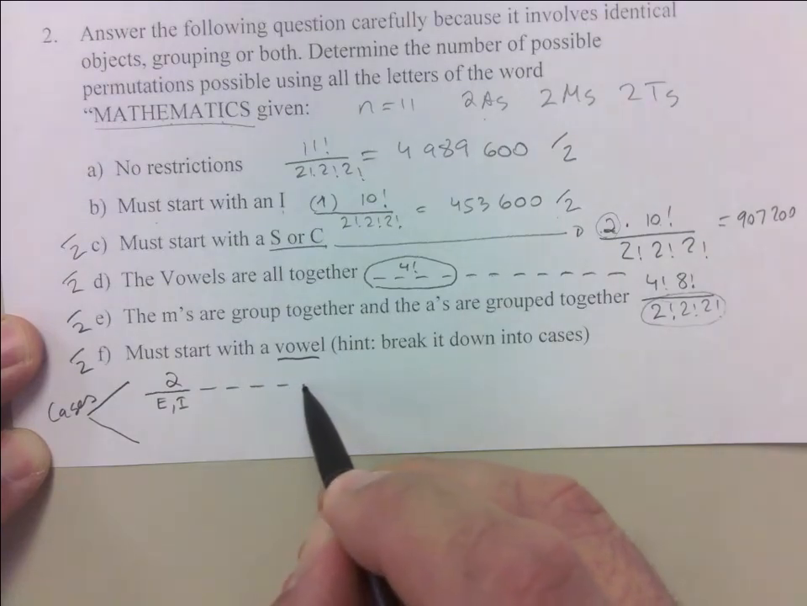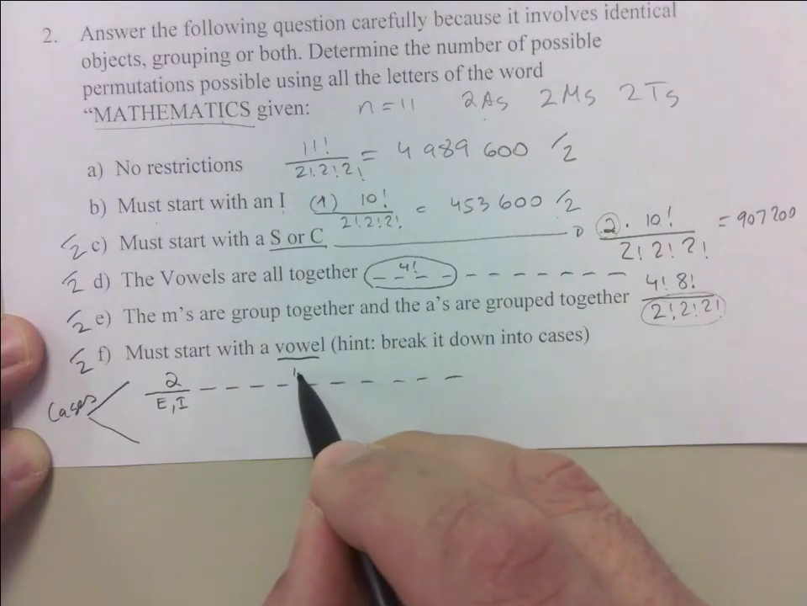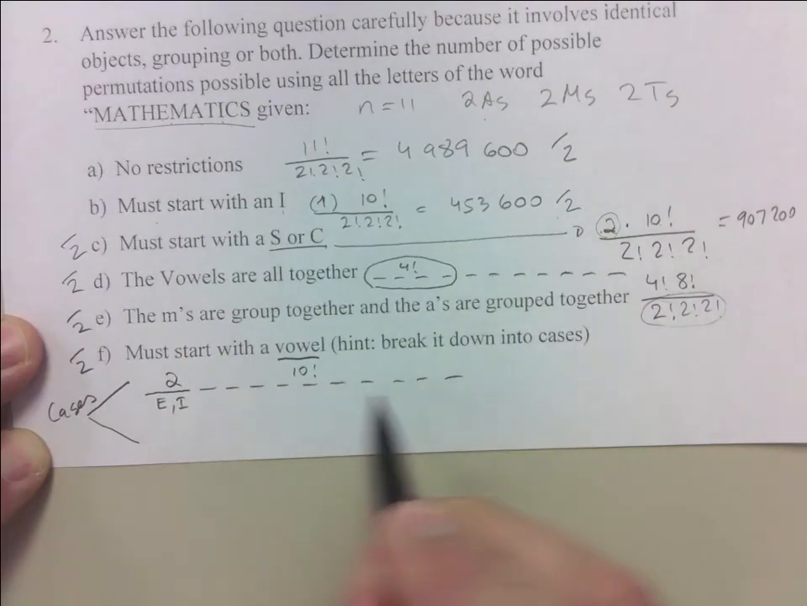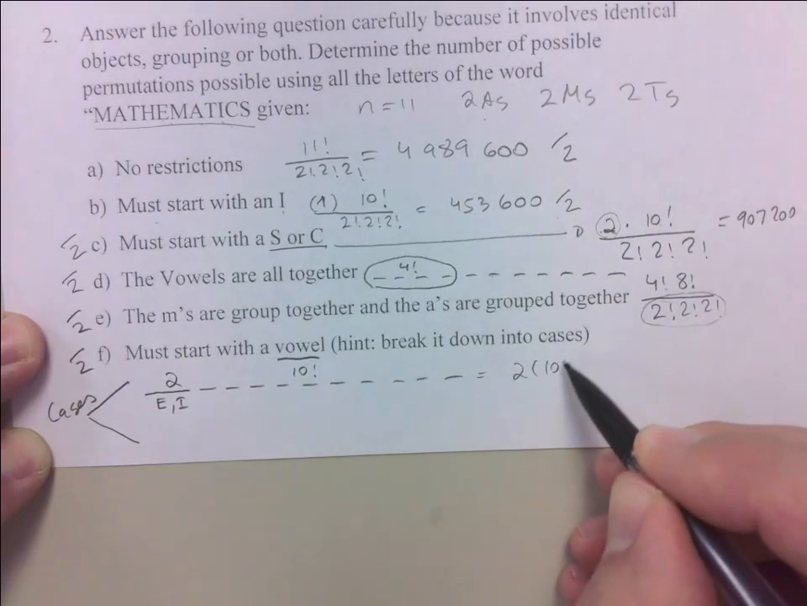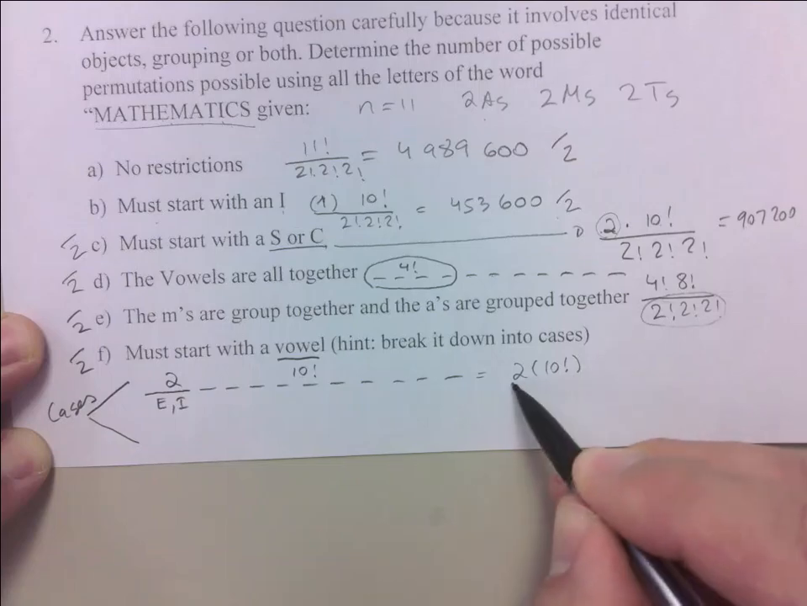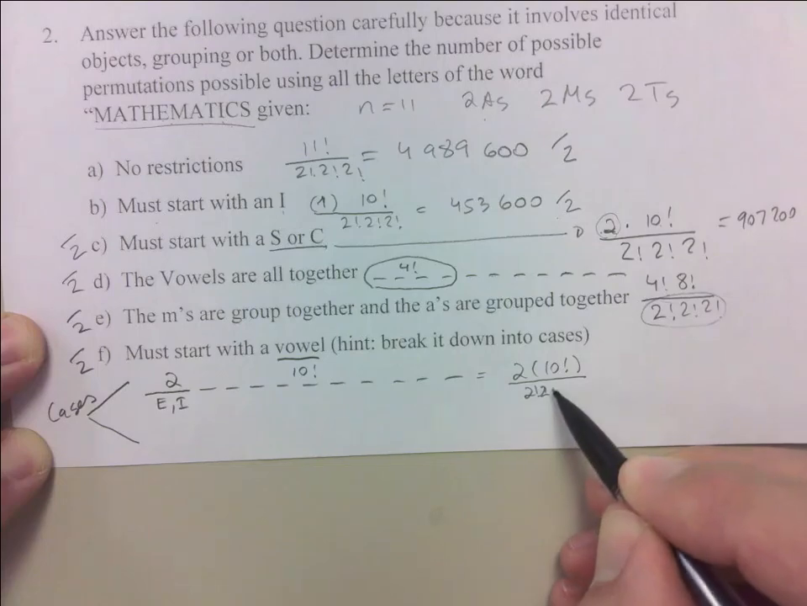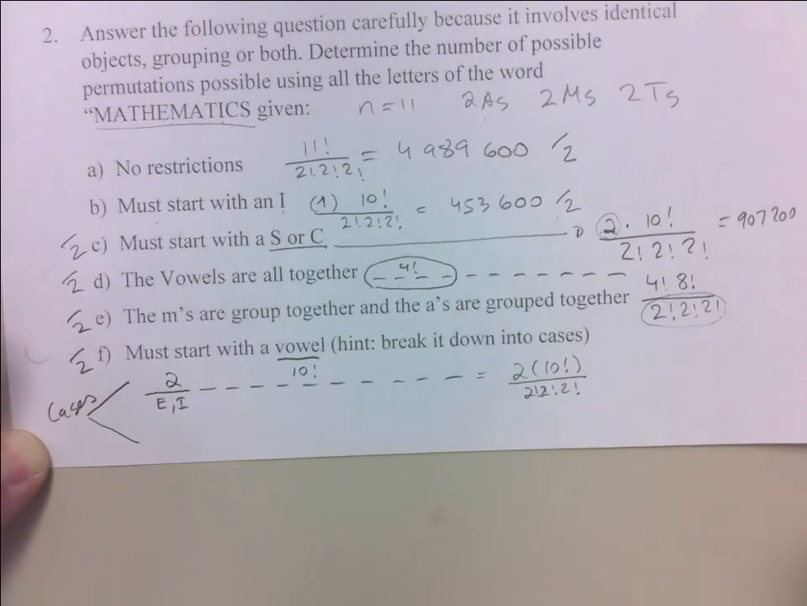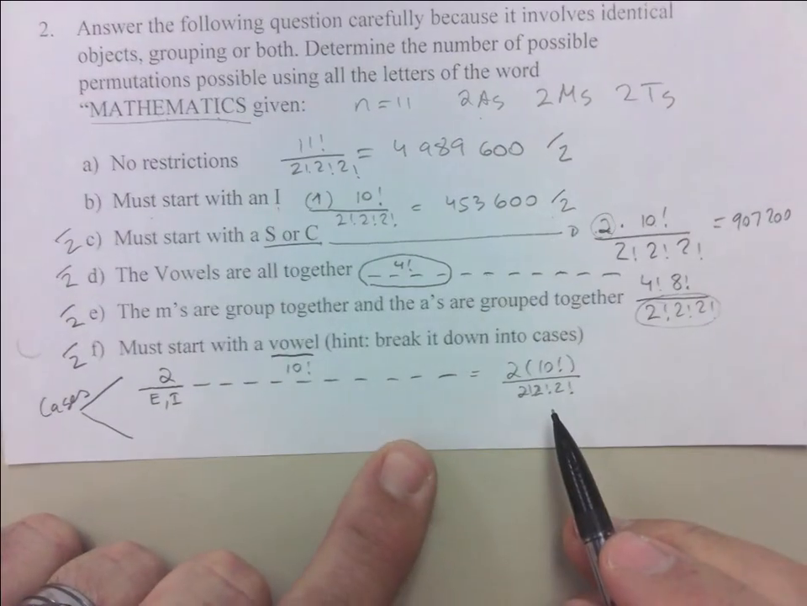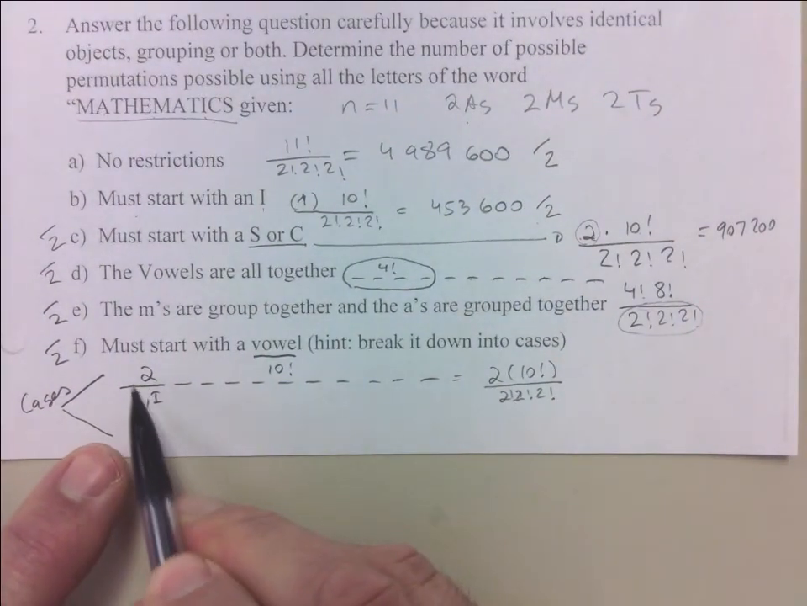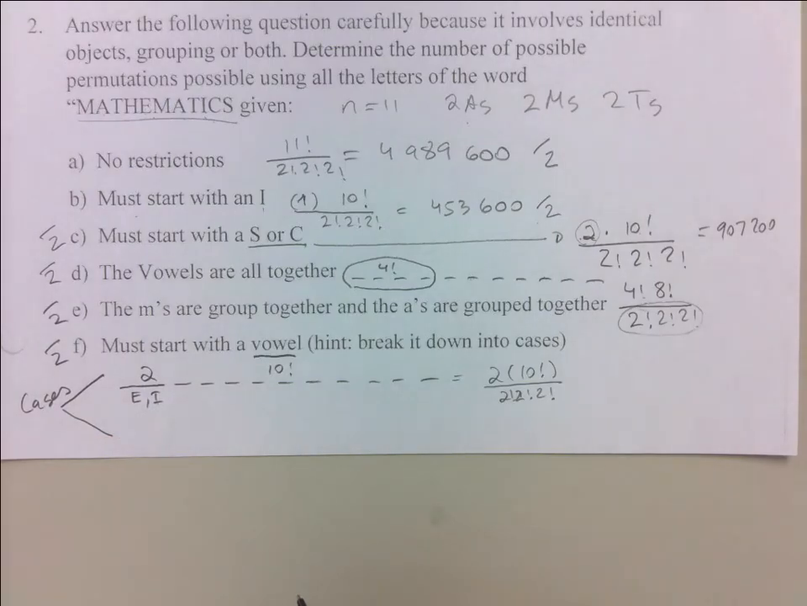1, 2, 3, 4, 5, 6, 7, 8, 9, 10. 10 left to go, right? So that'd be 10 factorial. So this is 2 times 10 factorial divided by 2, 2, 2. You're dividing by all the repeats. Okay? Why 2 to start you off? Because it's E or I.